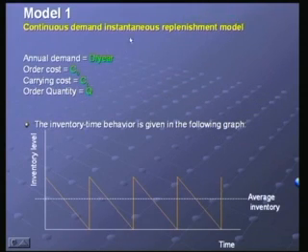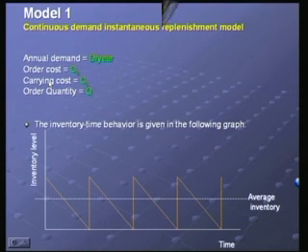Now let us consider the first model that we are going to see in inventory. In this model we assume that there is a continuous demand and there is an instantaneous replenishment. Now the annual demand is given by D per year. The ordering cost is rupees C0 per order.